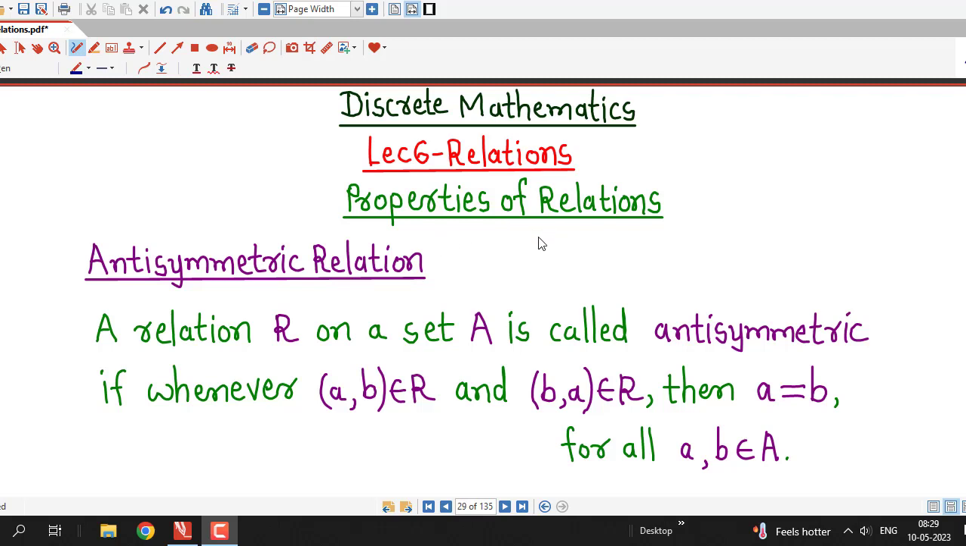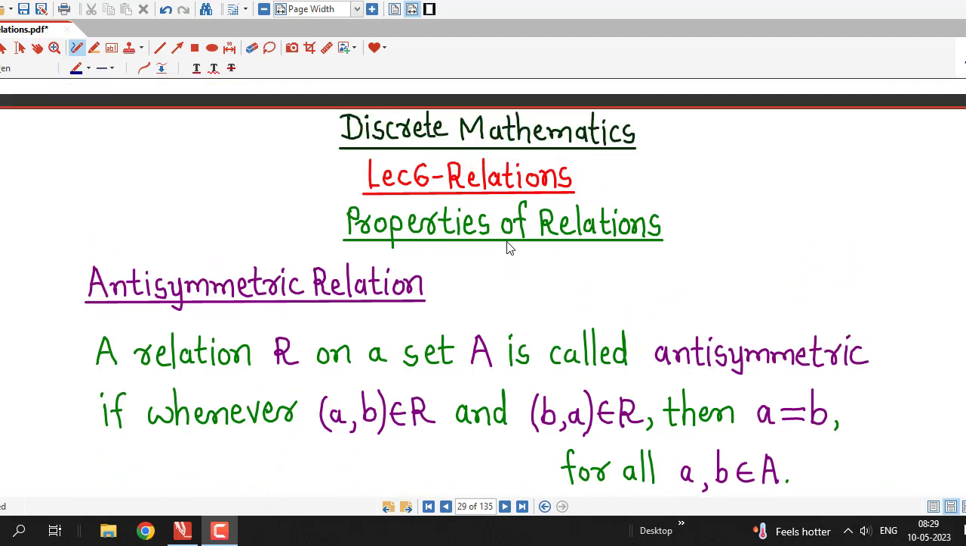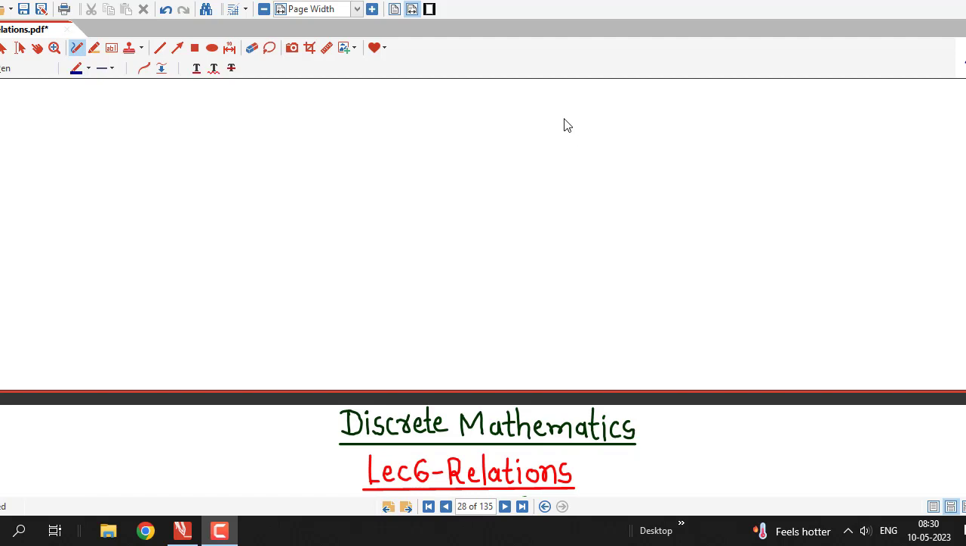Hello friends, I welcome you in lecture number 6 on relations. In this lecture we are going to discuss antisymmetric relation. This is also one important property of binary relation. So first we understand the definition of antisymmetric relation.